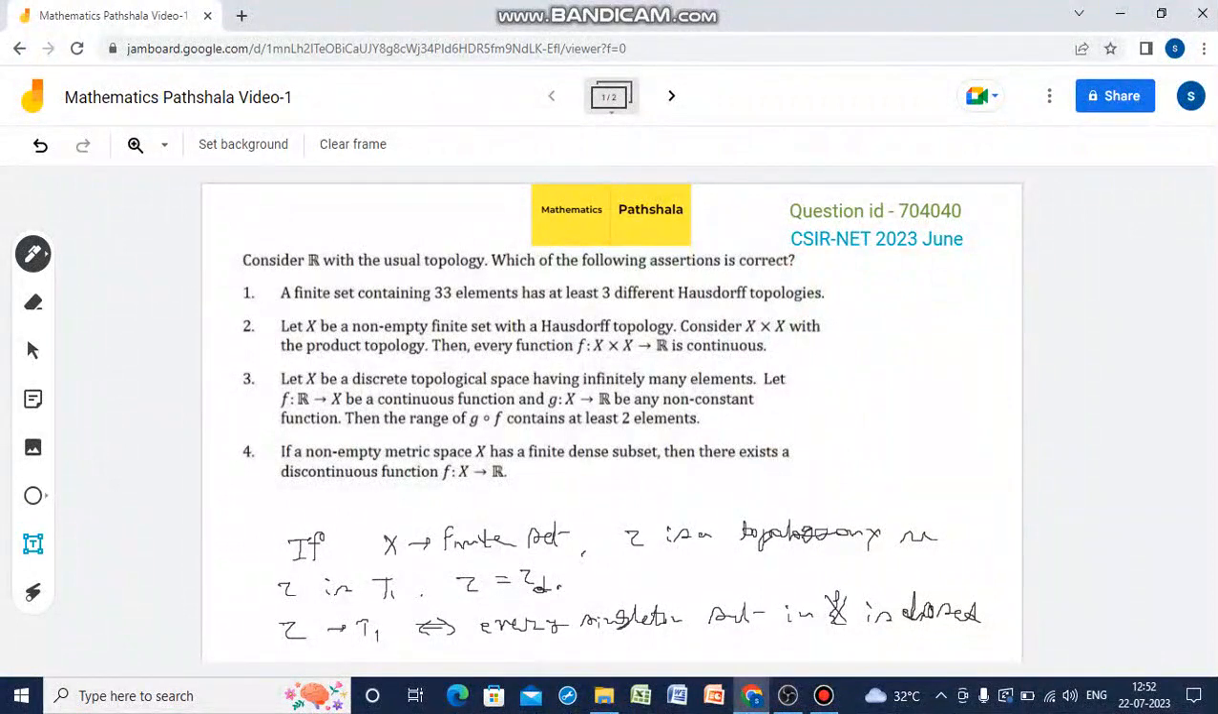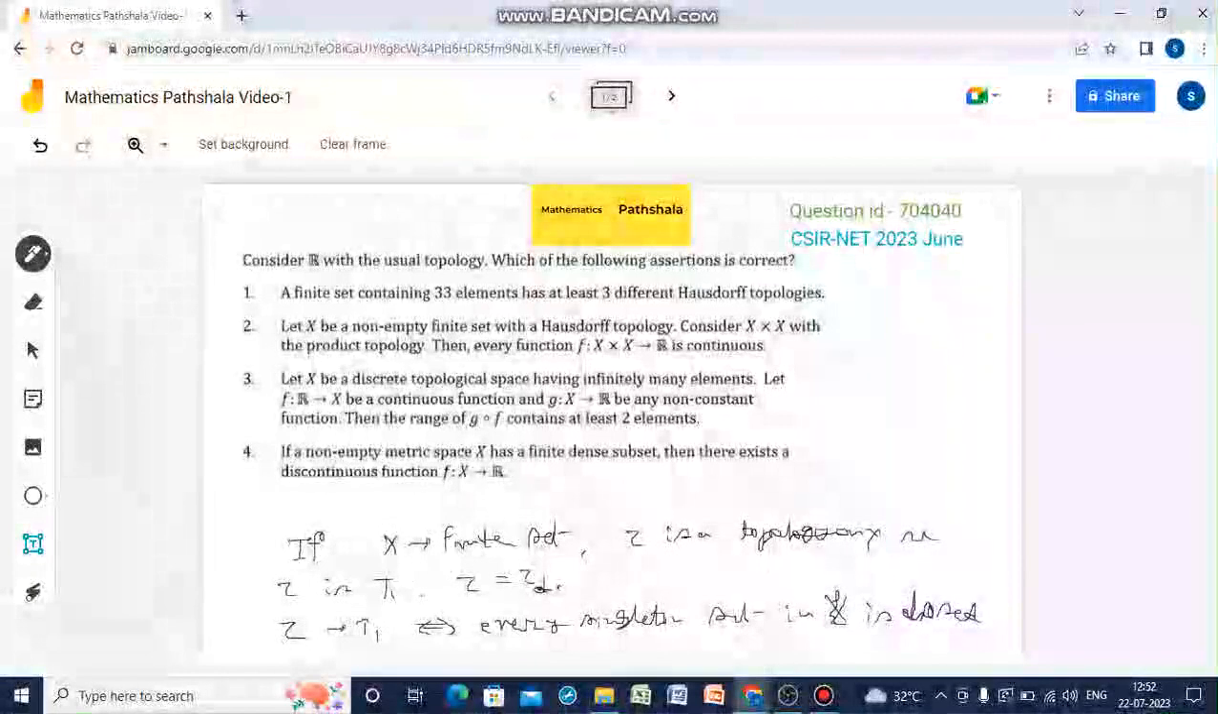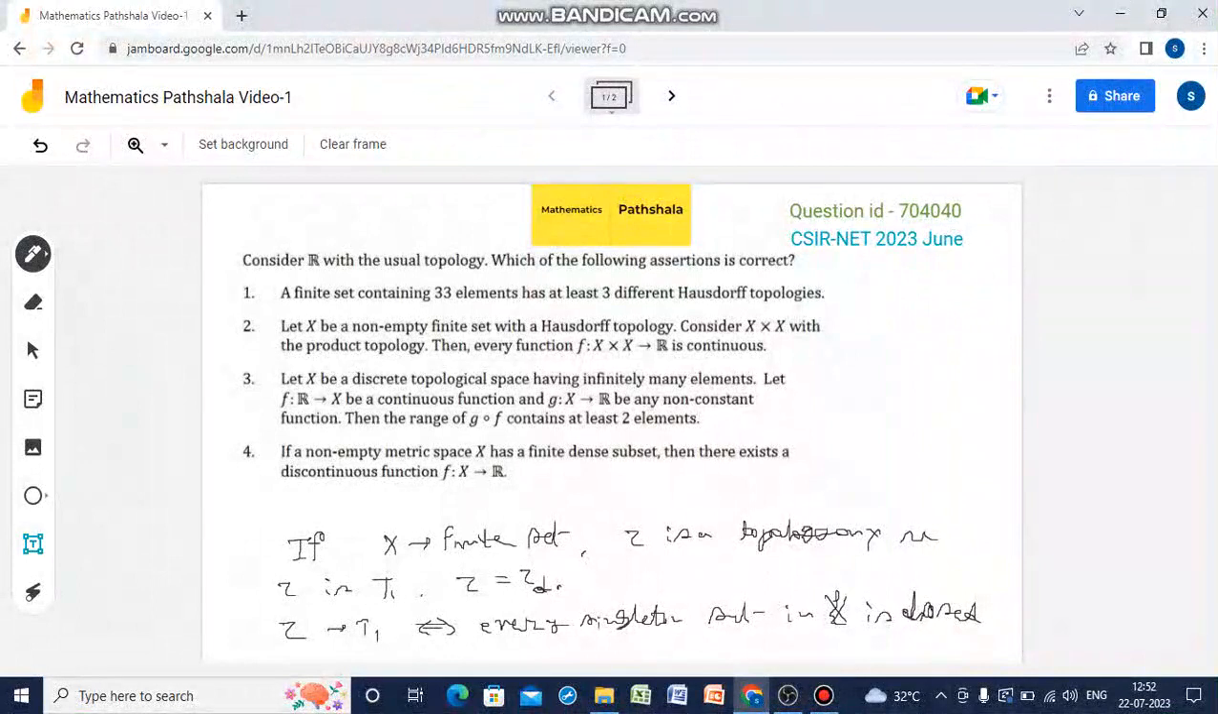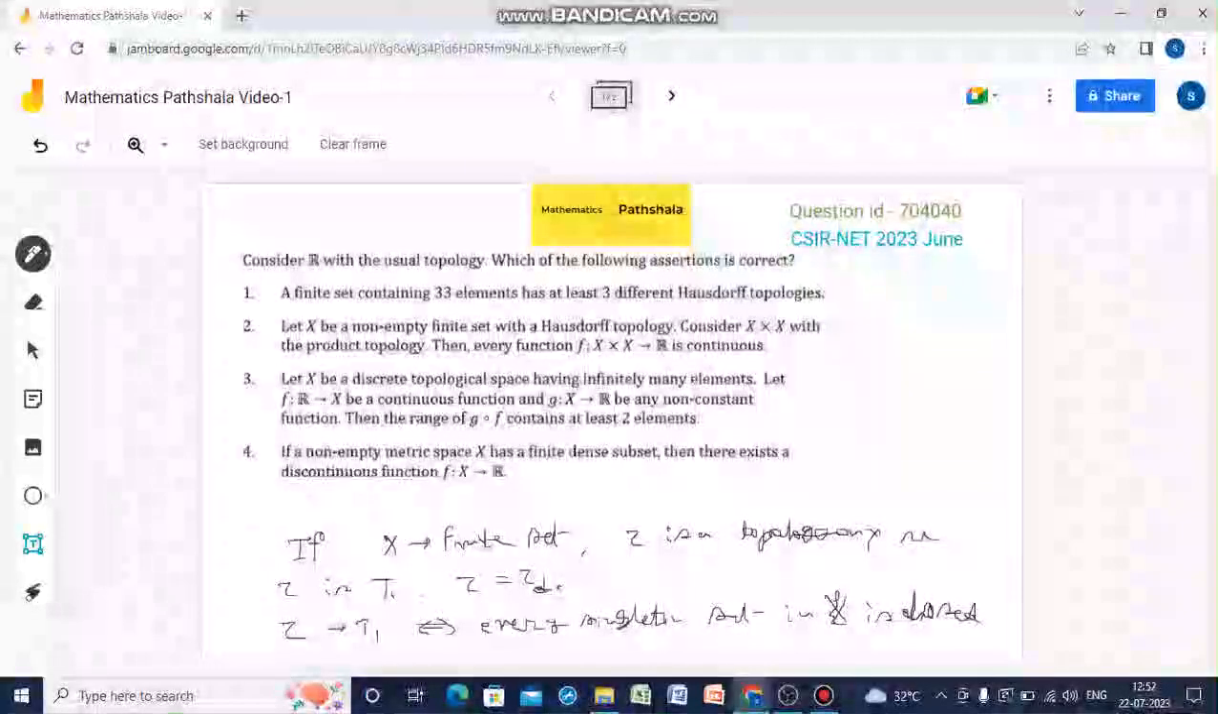Then we come to option 3. See, let X be a discrete topological space having infinitely many elements, and f from R to X be a continuous function, g from X to R be any non-constant function, then the range of g composed with f contains at least 2 elements.